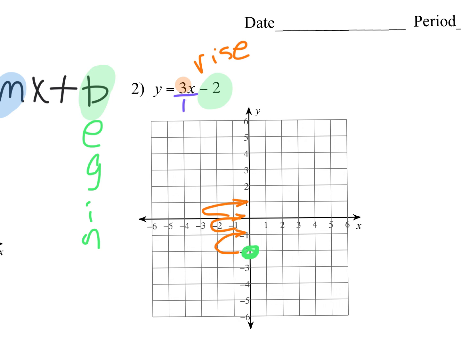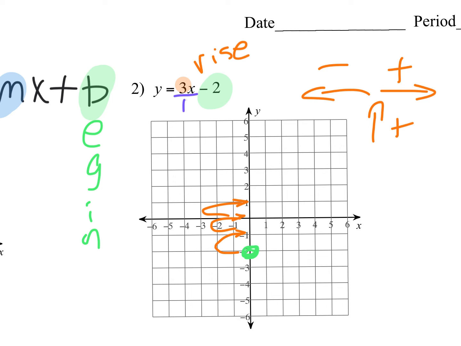I'm just doing it for those of us that are visual so you can see where I got it from. And then because this is a positive slope, since I went up, do you think I'm going to go to the right or to the left? So up is positive, right? What direction is the right? Is the right positive or negative? Positive. So the right is where the positive numbers are. The left is where the negative numbers are.